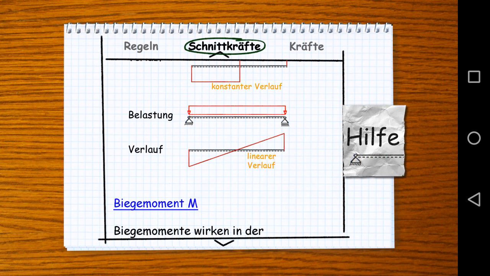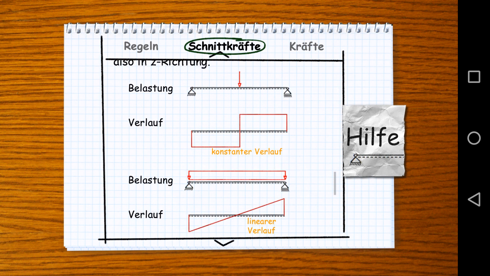And what happens at the pin support? A jump, again, back to zero. That jump is as big as the value of the reaction force at the pin support, and the value of the reaction force at the pin support is equal to half of the resultant force of our distributed load.